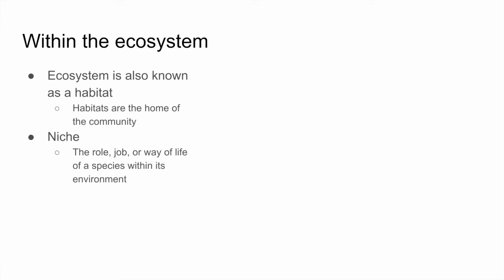So we're getting closer and closer in our realm from the biosphere down to the individual. So we're here at the ecosystem level. The ecosystem is also known as a habitat. Those terms are fairly interchangeable, especially for what we're learning about. Habitats are the home of the community. So the community is the mix of different populations of different species. Habitats are where those different communities live. And a niche is the role of each of those individuals or species and their job. How do they play a role in their habitat?